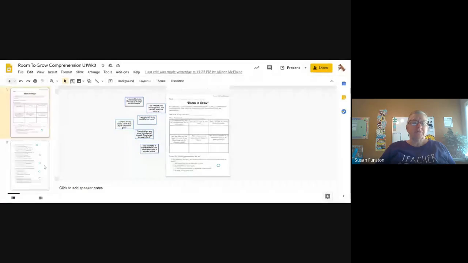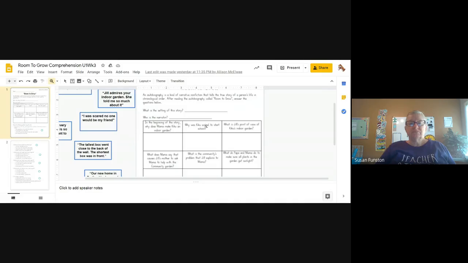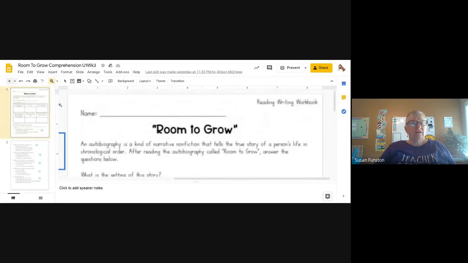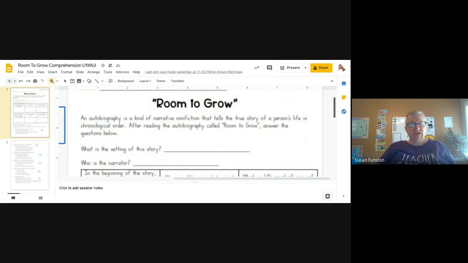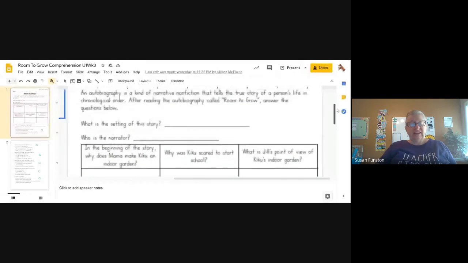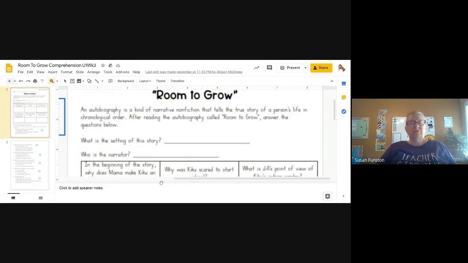And we have one more worksheet for reading that I'll present to you now. And this one has to do with our story we read today called Room to Grow. So, an autobiography is a kind of narrative nonfiction that tells the true story of a person's life in chronological order. That means in the order that it happened. After reading the autobiography called Room to Grow, answer the questions below. What is the setting of the story? Who is the narrator? So the setting is where this story takes place. Who is the narrator? So who is telling the story?